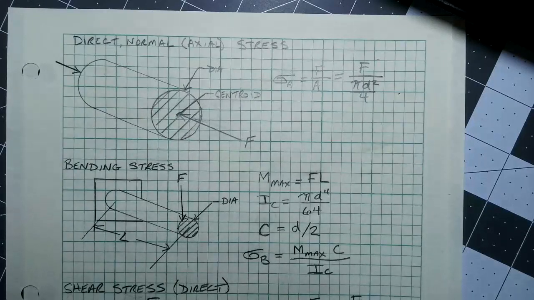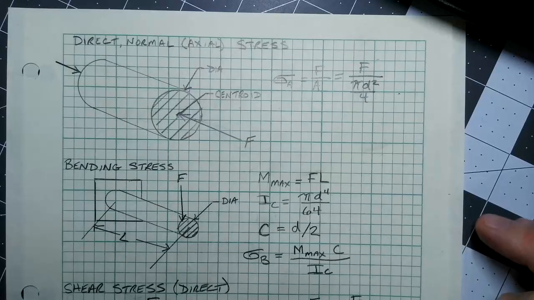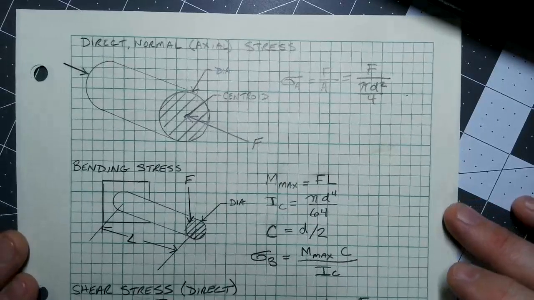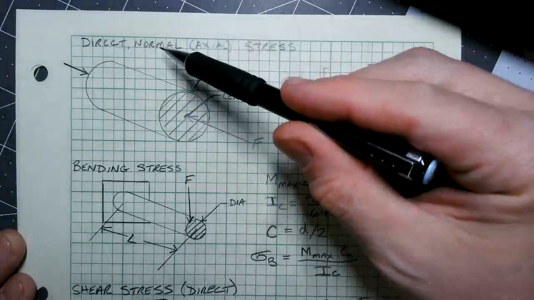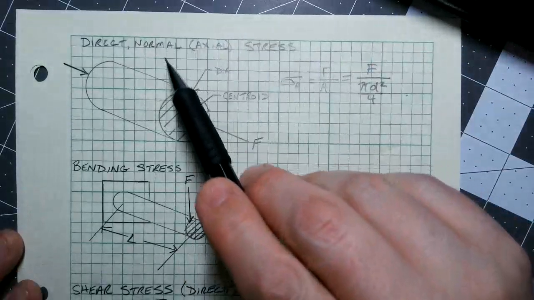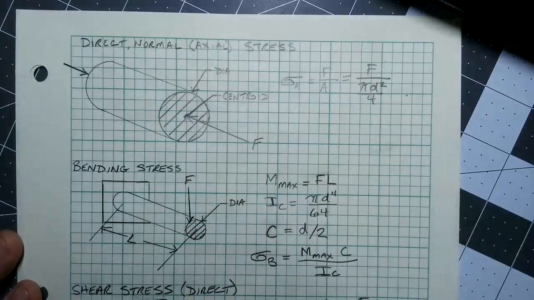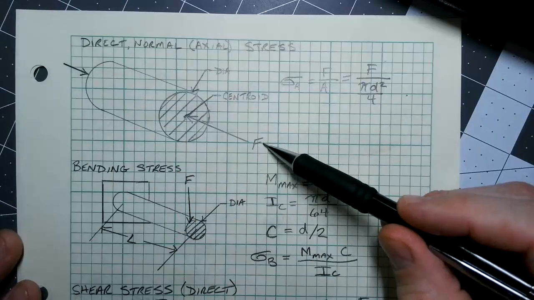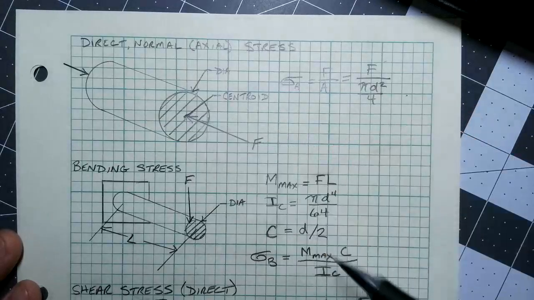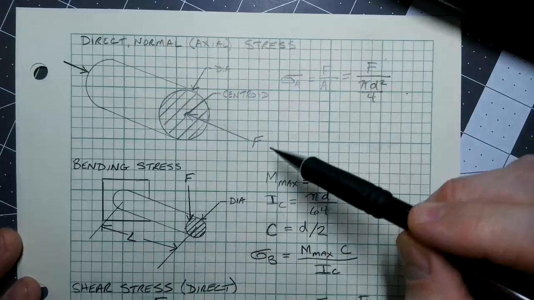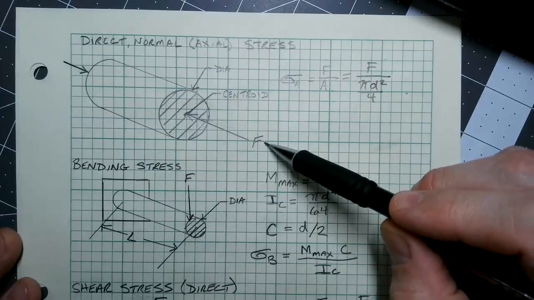In this video for MCET 450 Advanced Mechanics, we're going to review the basic types of stress that can be applied to an object or mechanical member. Imagine here we have the first type, which is considered direct, normal, or axial stress. This is when you have a force normal to the cross-section of an object. This is the simplest form of stress.